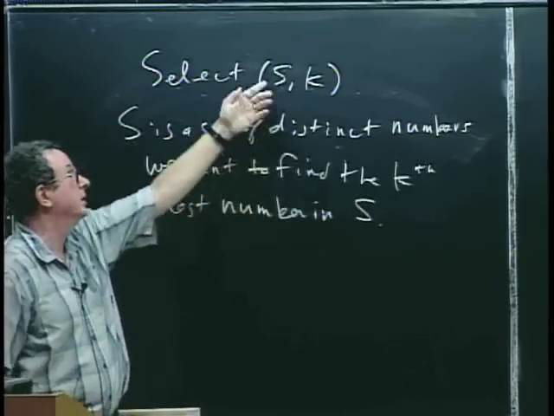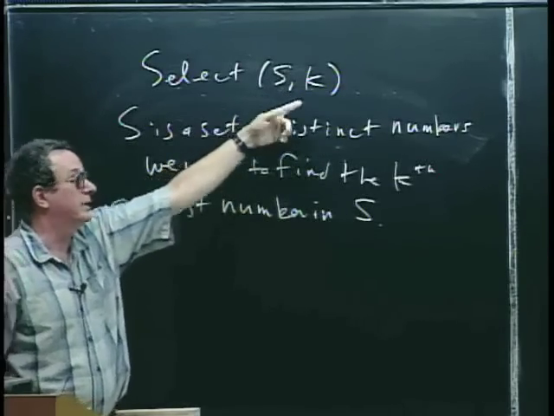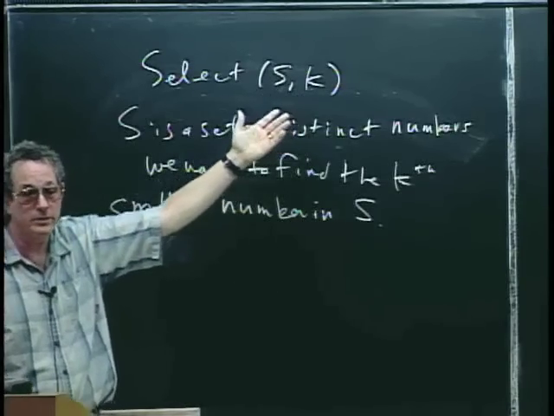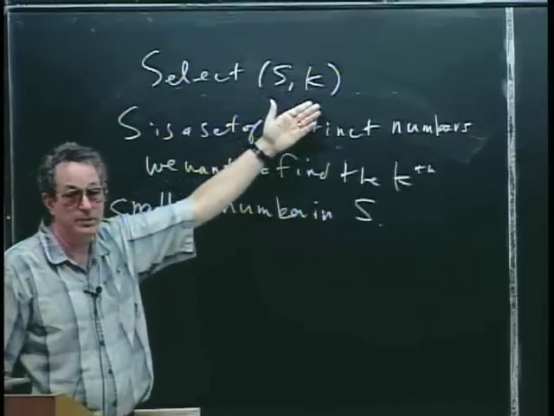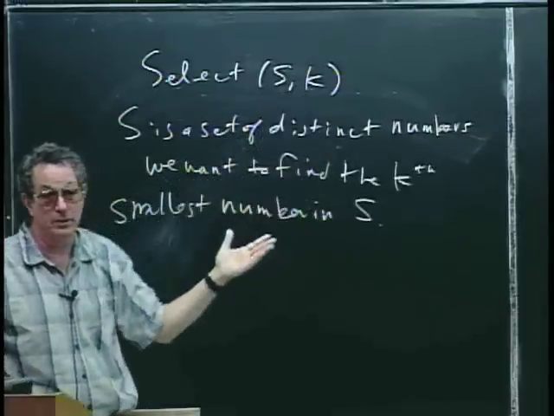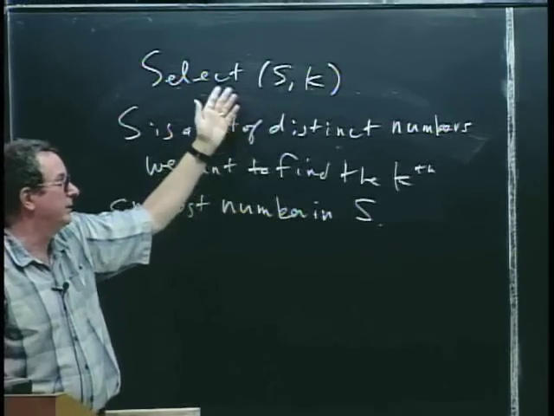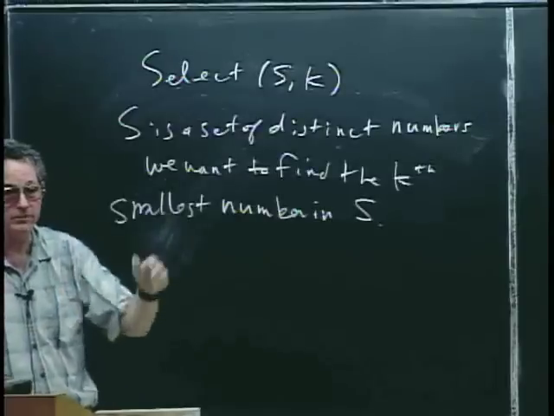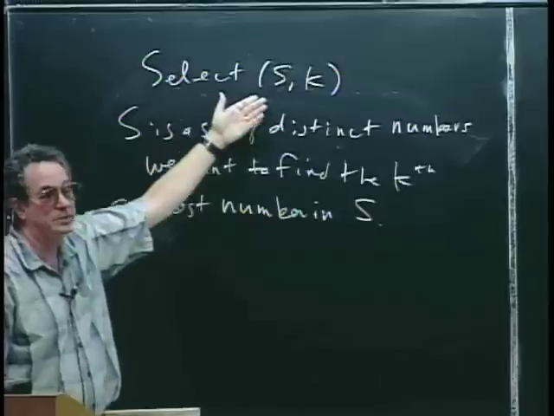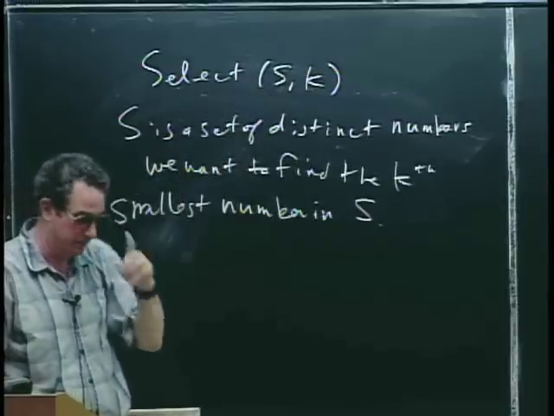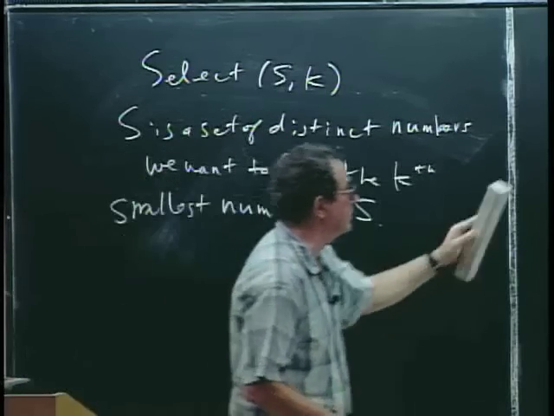So if I say select(S, 1), that's the smallest number in S. And if k is the size of S, that's the largest number in S. And if k is roughly half the size of S, that's the median of the set S. So this is a function that has some versatility, a range of numbers that it can return. We think of this as a procedure heading as well as a function. So this is the beginning of the algorithm description.